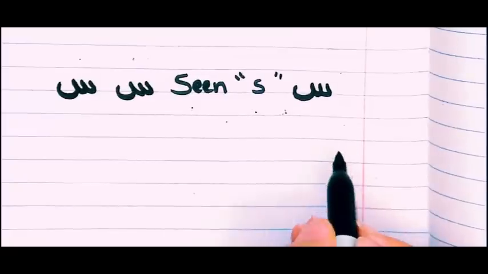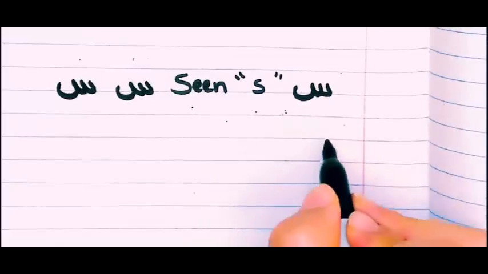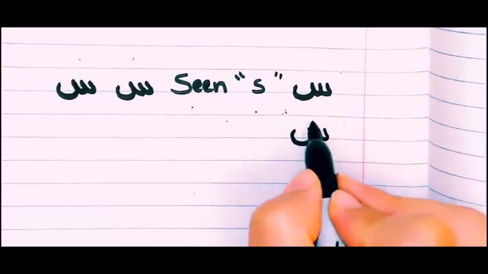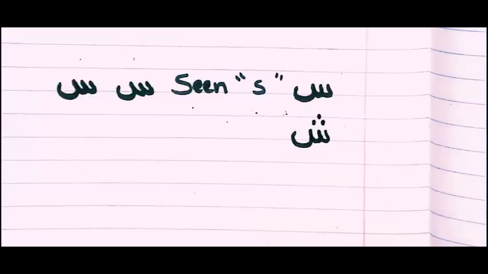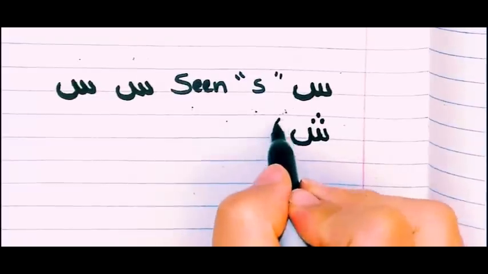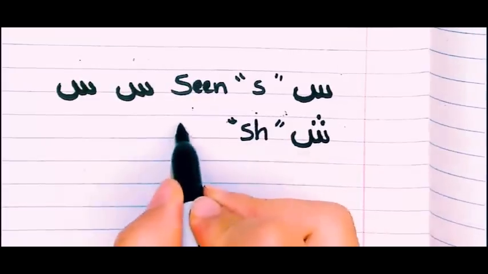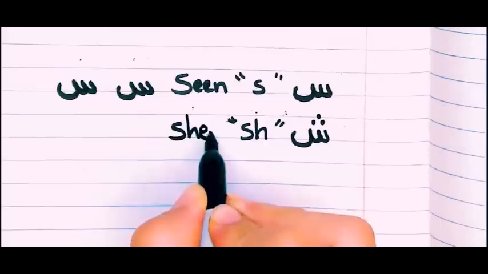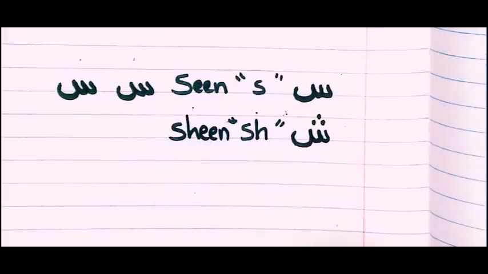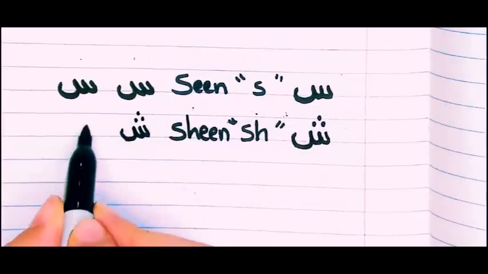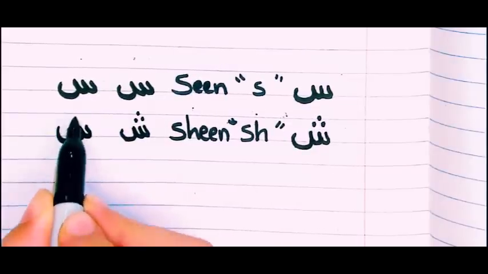And then we do sheen. Same shape as seen. And that's referred to as SH, sheen, like in the word shore, shoe. Sheen.